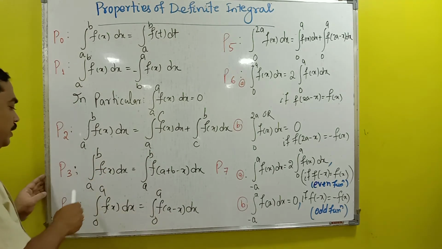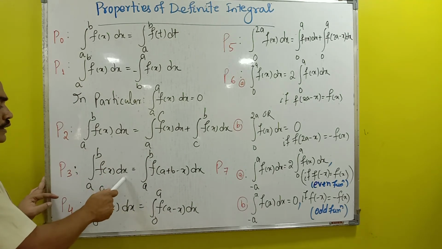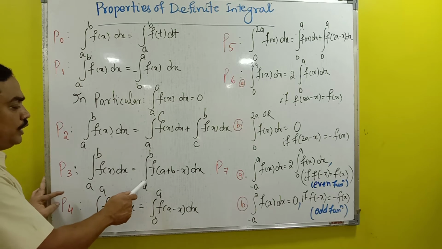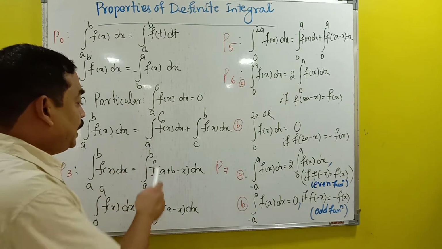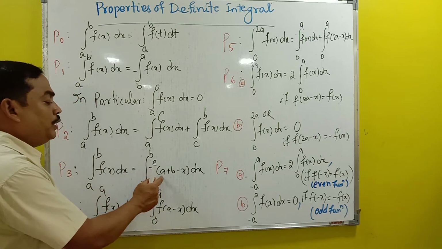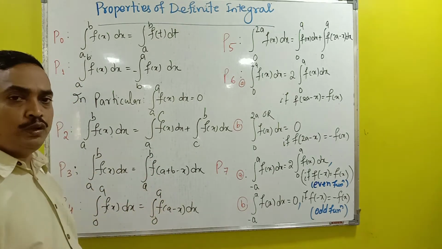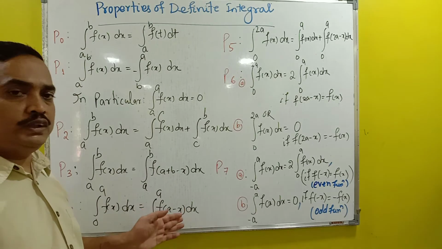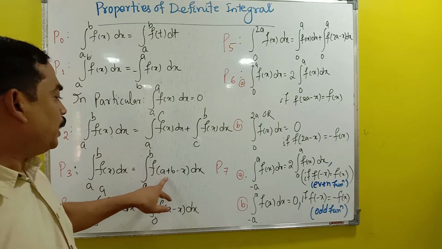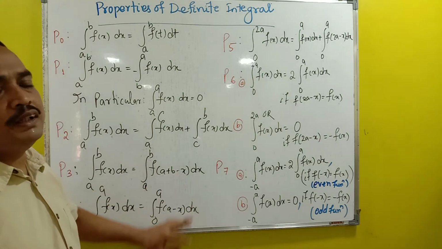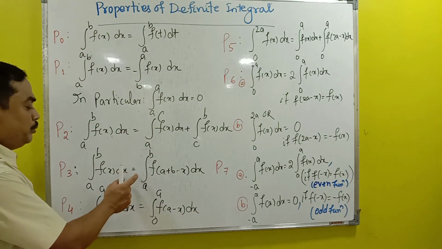Next, property 3, integral a to b f of x dx is equal to integral a to b f of a plus b minus x dx. A plus b minus x, the value will remain the same. All the proofs are given in your book, you can go through it in your NCERT book. So it is integral a to b f of a plus b minus x dx. This property is very important.